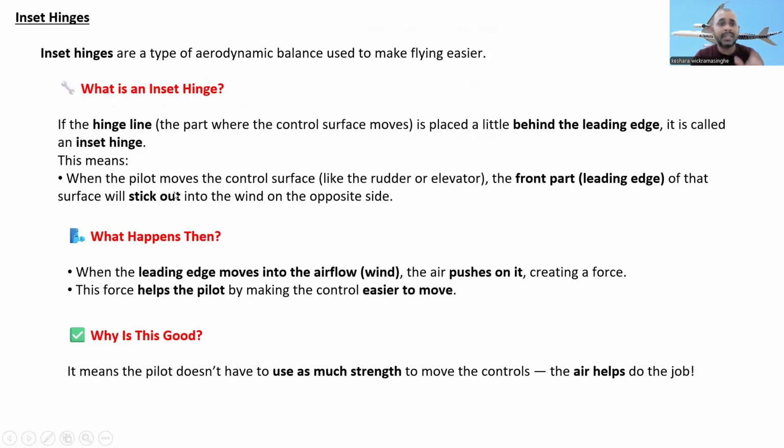This means when the pilot moves the control surface, like the rudder or elevator, the leading edge of that surface will stick out into the wind on the opposite side. If the control surface moves up, the front part goes a little bit down, like this. So what happens then? When the leading edge moves into the airflow, the air pushes on it, creating a force. This force helps the pilot move the controls more easily. So the pilot doesn't have to use as much strength to move the controls. The air helps do this job.